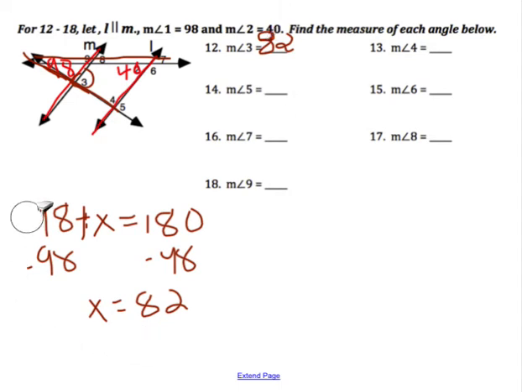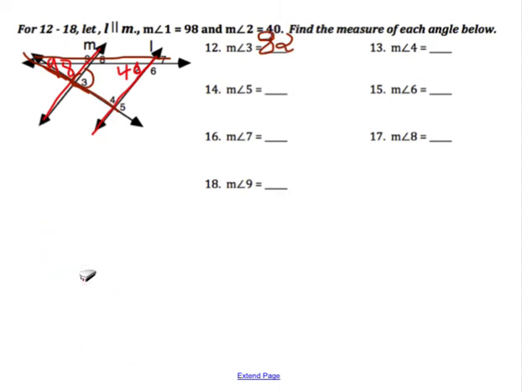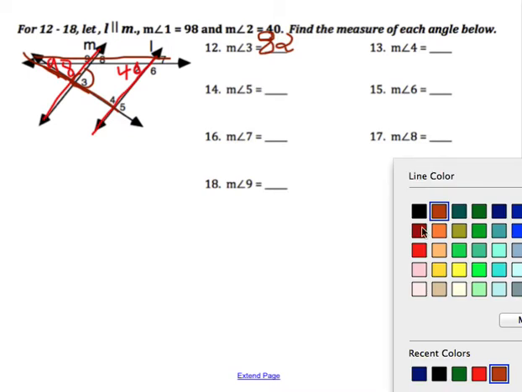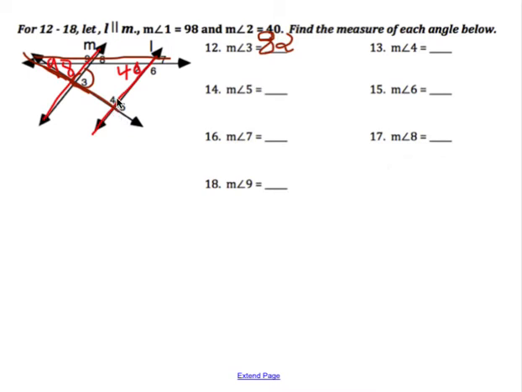All right, let's take a look at number 14. Number 14 asks us to find the measure of angle 5. Well, first let's find angle 5. Angle 5 is here. I notice that angle 5 is in the bottom right corner of the parallel lines. I notice that 3 is also in the bottom right corner. That makes them corresponding angles. Remember that corresponding angles are equal. So because it's a corresponding angle to 3, their measures are equal. So this angle is also 82.